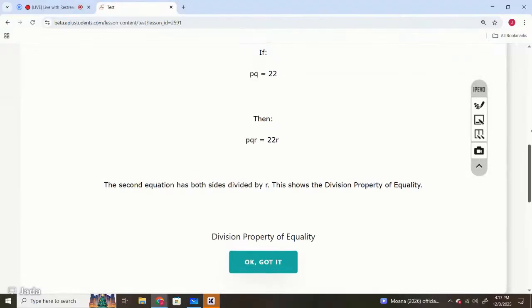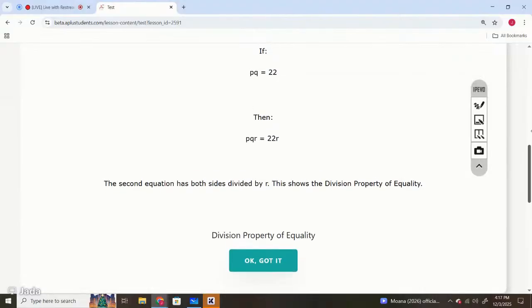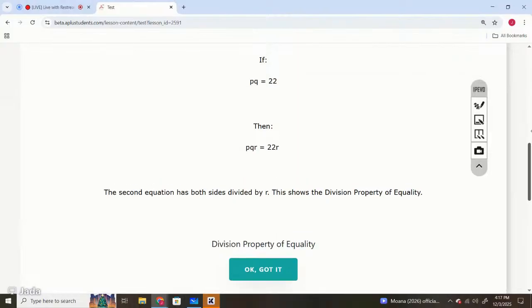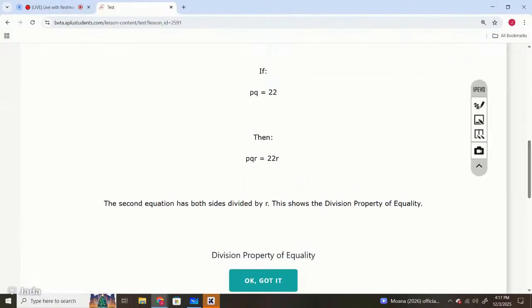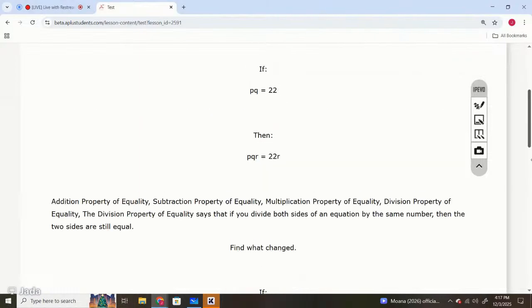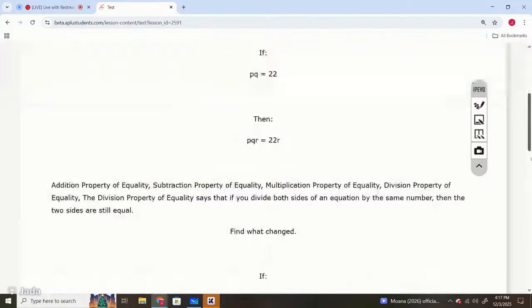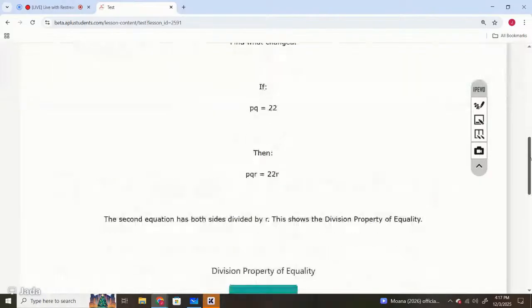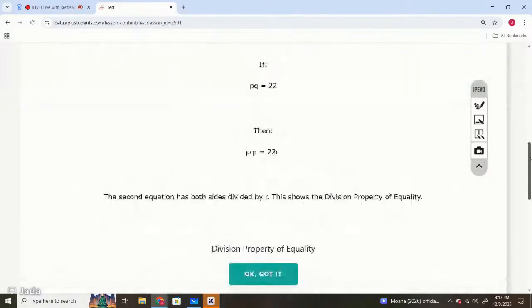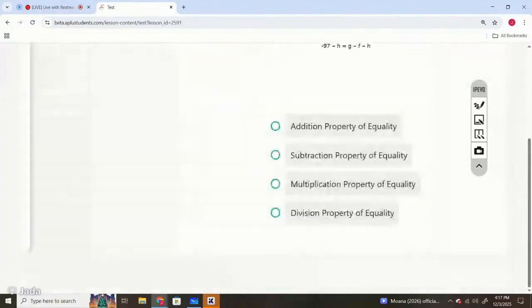Division property. Both sides are multiplied by R, not divided. Either there is something wrong with the question, because they are multiplying by R, not dividing. That is not division property, that is the multiplication property of equality.